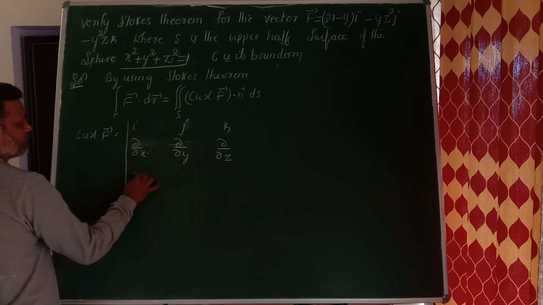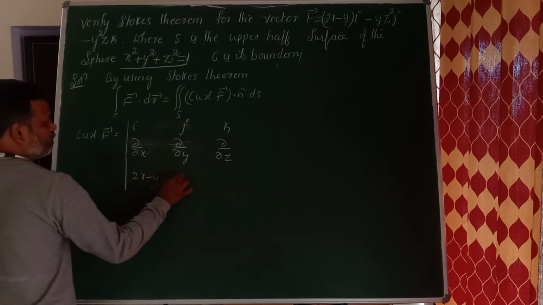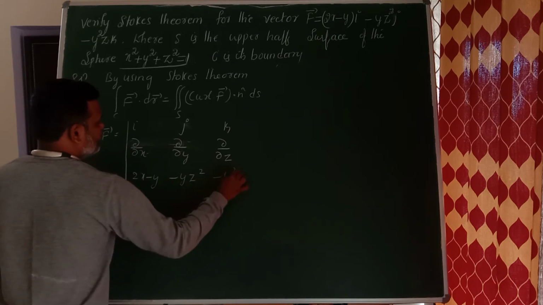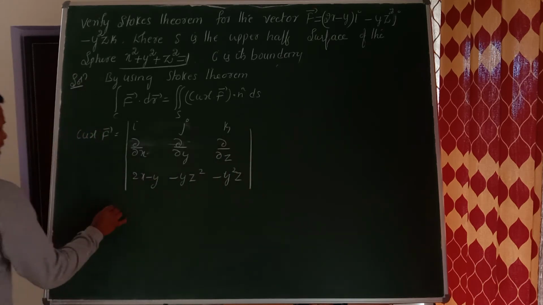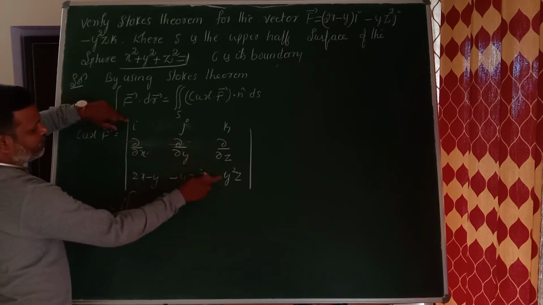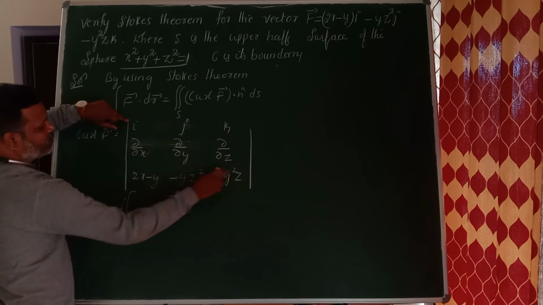Now write down the F components: 2x minus y, here minus yz square, here minus y square z. Now expand this and apply the partial derivatives. So this becomes i into dou by dou y of this, which is minus 2yz.